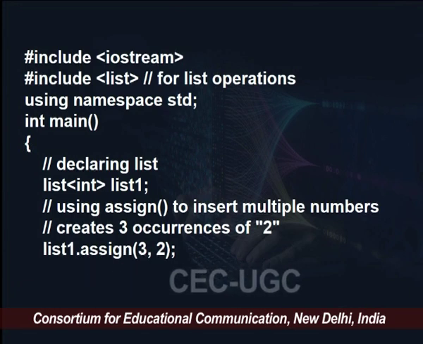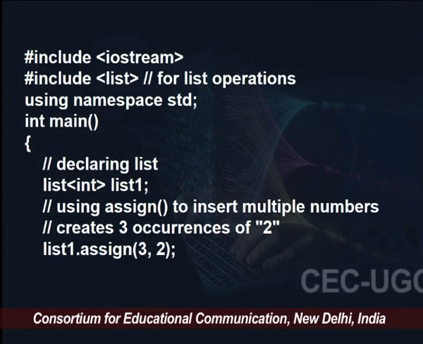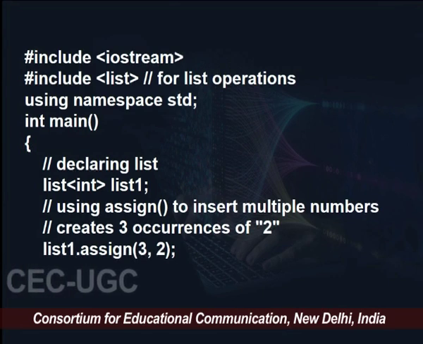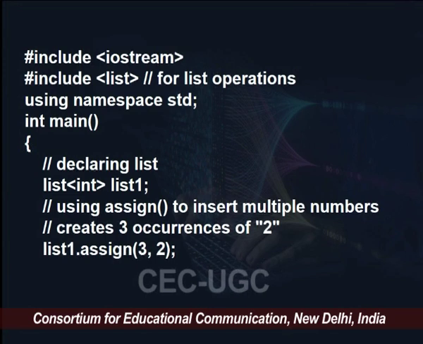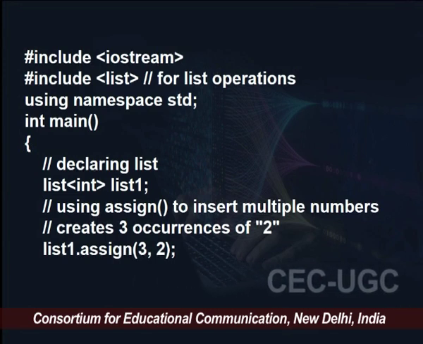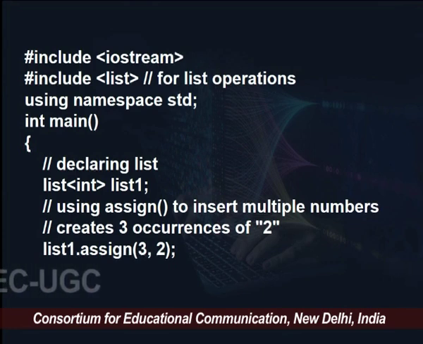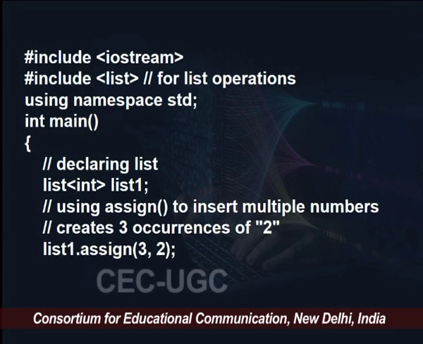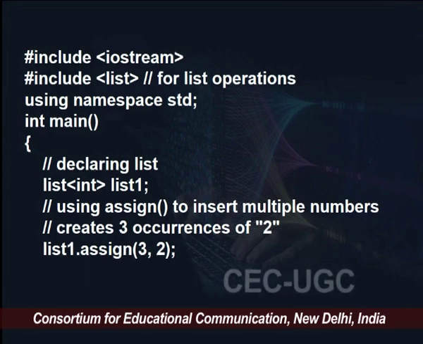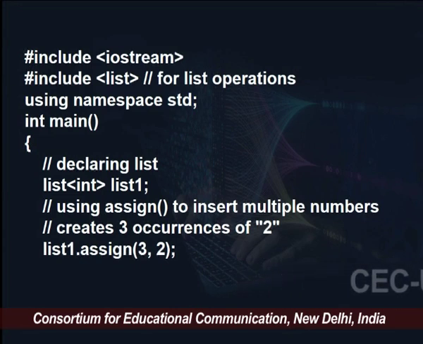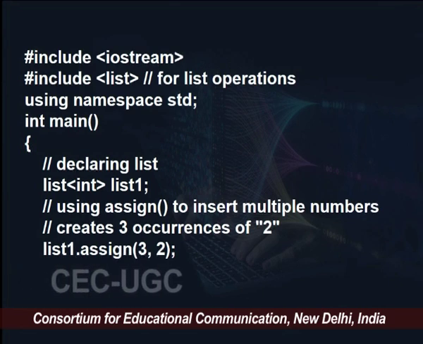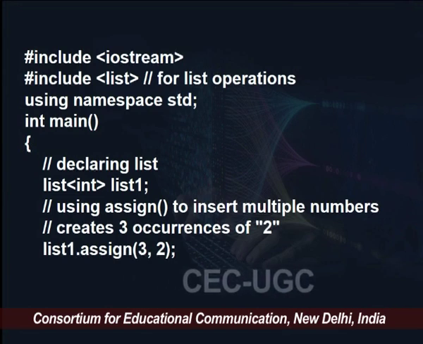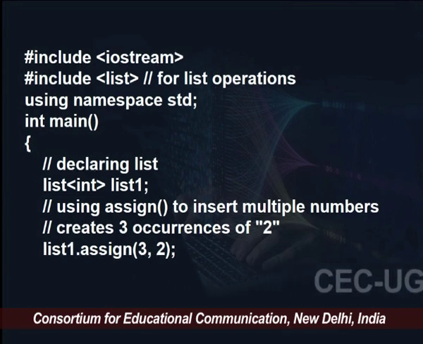So, here we have our usual statements where we are including iostream, then we are including the list header file, which is obviously used for the list operations, and namespace std is there. And within the main function we are declaring the list, the name is list1. This is a list of type integer, and the declaration here is simple, and we have also covered this declaration in our previous lecture.